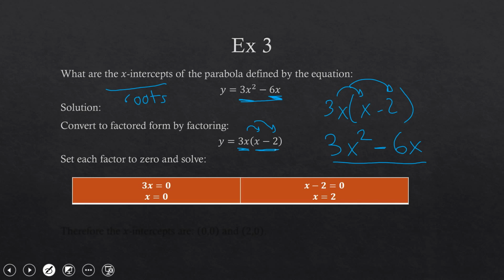So to do that, we set them both to 0, and we solve. If we set 3x equal to 0, that's going to tell us that x has to equal 0. That's one of our roots. If we set x minus 2 equal to 0, then if we add 2 to both sides, it's a short step here. Add 2 to both sides. That's going to tell us that x has to equal 2. So we have 2 possible values of x where we're going to get 0. So we have 2 roots. Our x-intercepts are going to be (0, 0) and (2, 0), based off of that.